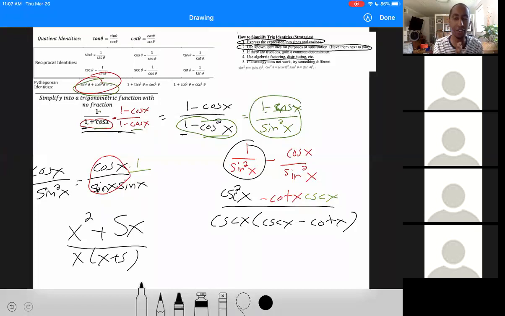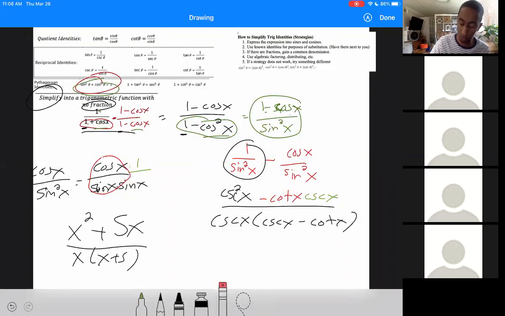Can we do anything else, or is that done? I know we've simplified it. I know we've gotten rid of the fraction, but we want to see, can we do anything else here? I know y'all can find it. I see something. Go back to the strategies. Cosecant of x minus cotangent of x equals 1.